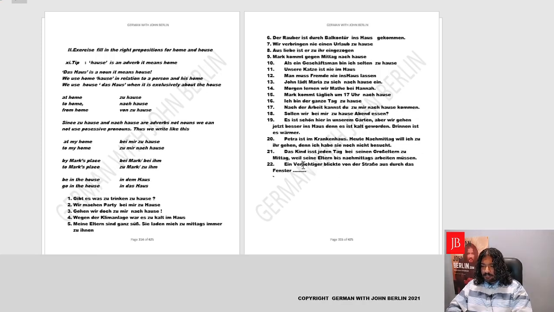Ein Verdächtiger blickte von der Straße aus durch das Fenster. A suspicious man sees from the street through the window in the house. So in the house is in das Haus. Let's write ins Haus. Yes? Okay, we write it together.